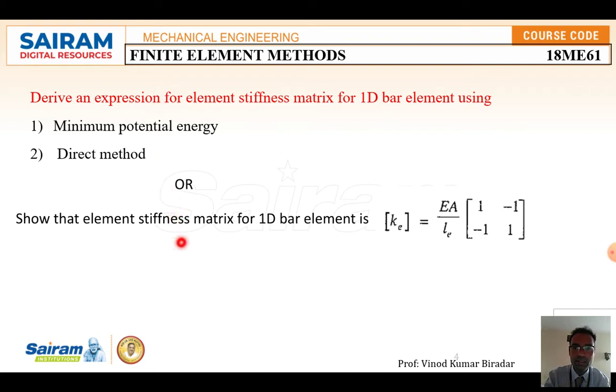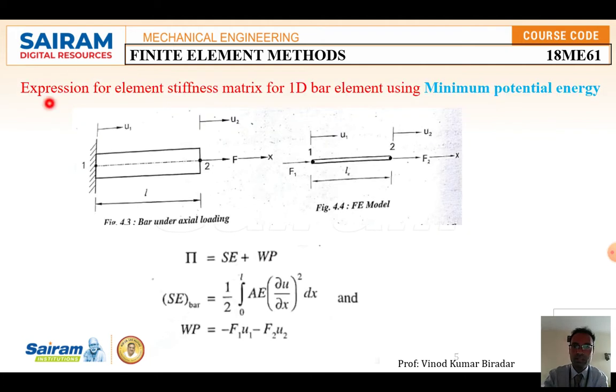Otherwise they may ask you like this: show that the element stiffness matrix for a 1D bar element, denoted by K, is equal to AE by L times the matrix [1, -1; -1, 1]. This formula is most important to calculate the stiffness matrix for the bar element, the one dimensional bar element. You have to derive this equation. Throughout this FEM you are going to use this equation, so you have to derive it with the help of the minimum potential energy method or the direct method.